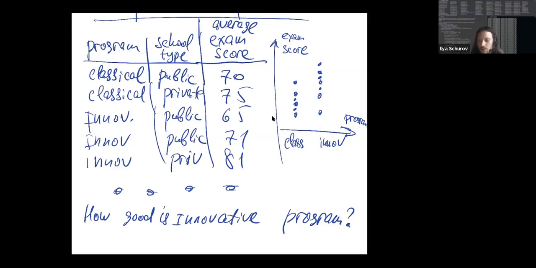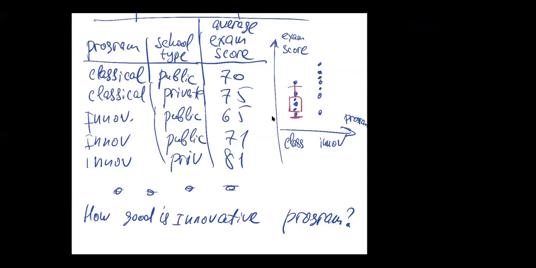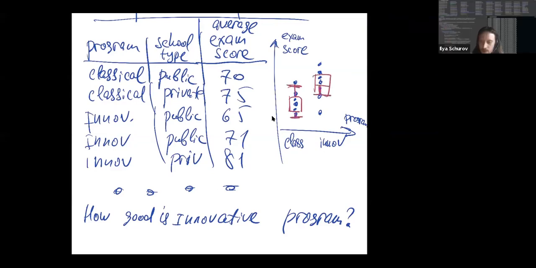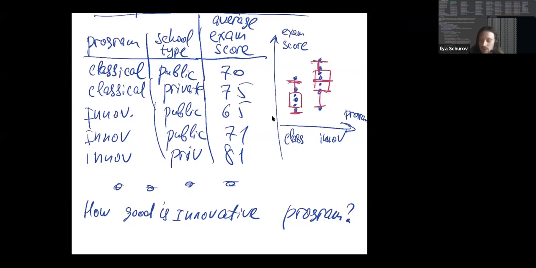This is a good first step, to draw a picture like this, or some kind of bar plot, box plot, something like this, and analyze this box plot. But this will not give you any exact statements, any statistically rigorous statements. Also I want to take into account not only program, but also this school type variable. So I want to take into account both variables, and I want to use a regression model to do that. How can I do it?